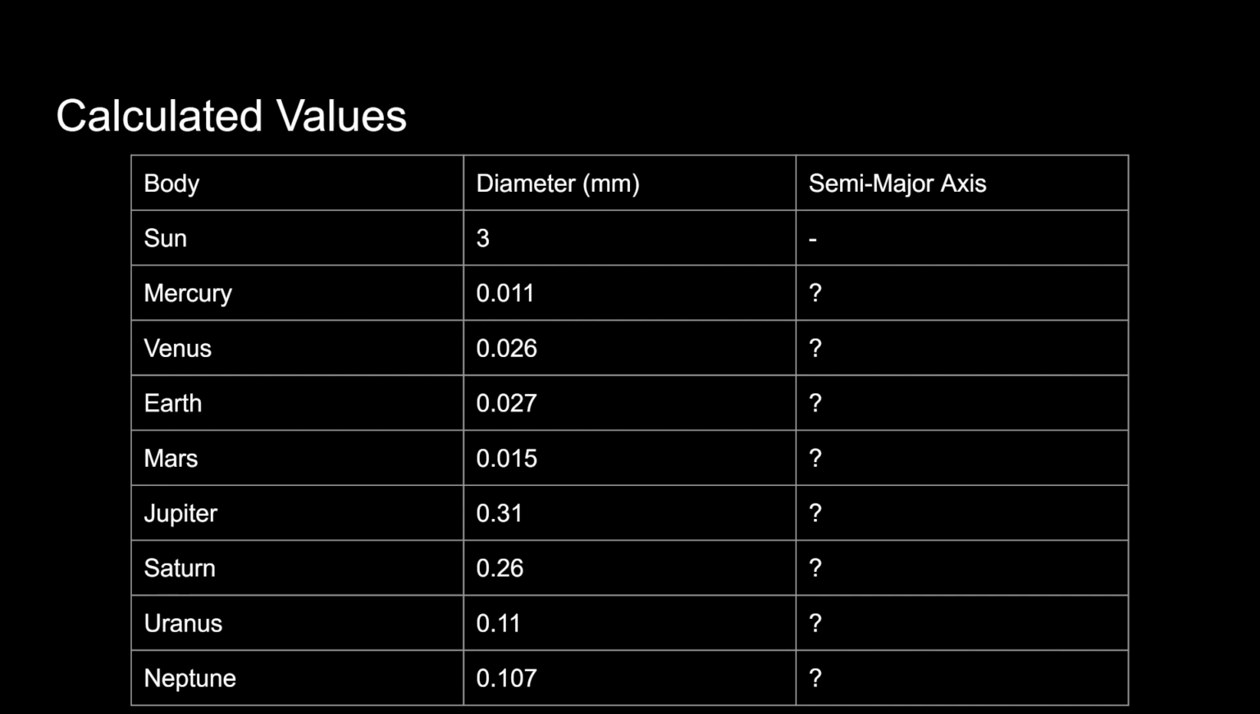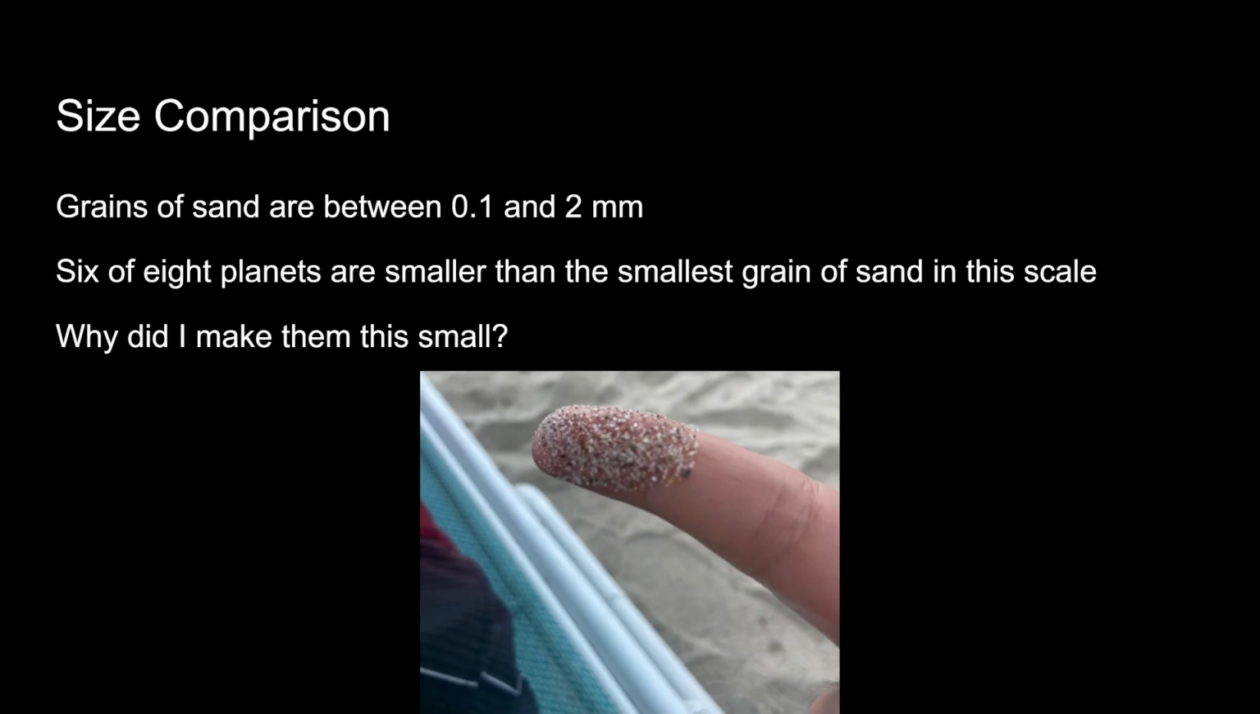So now we have all the calculated values for the diameter of the planets and the sun. And as you can see, the planets are tiny compared to the sun. For a size comparison, grains of sand are between 0.1 and 2 millimeters. So 6 of the 8 planets are smaller than the smallest grain of sand in this scale. See if you can find the smallest one in this picture. Now divide that by 10, and you get the size of Mercury in this scale.